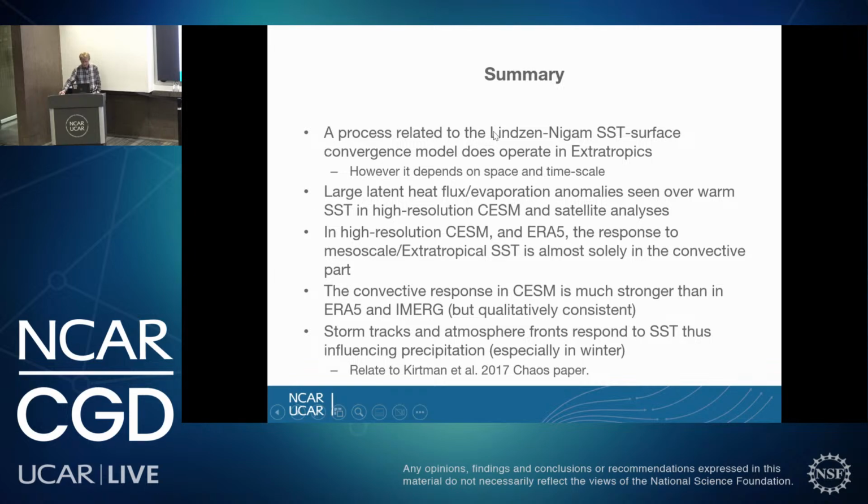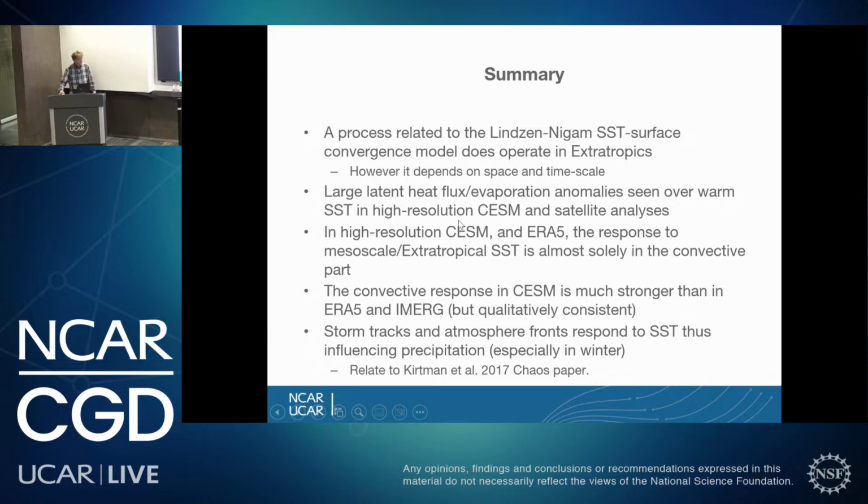I'm not sure if this is the major result, but I'll put it at the top here. A process related to the Lindzen-Nigam gradients of SST affecting surface convergence does operate in the extratropics, but it depends on space and time scales. That's what I showed with the spectra. The large latent heat flux, or evaporation, anomaly seen over warm SST in high-resolution CSM and satellite analysis is not seen in low resolution in the extratropics.